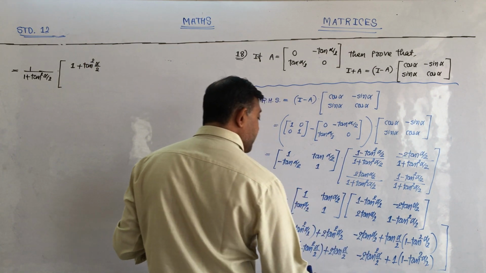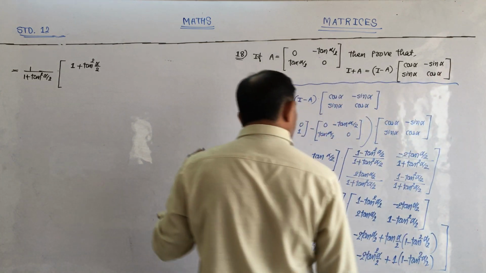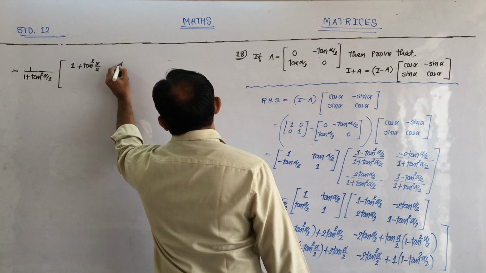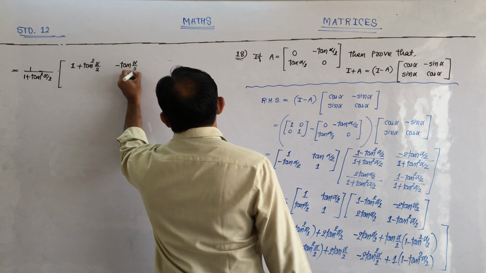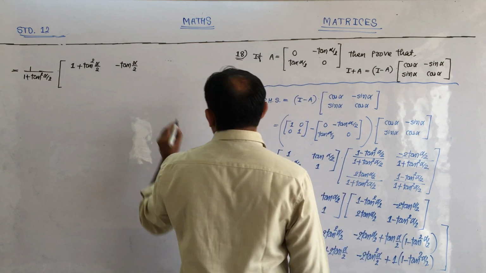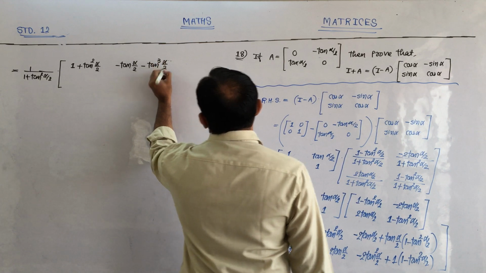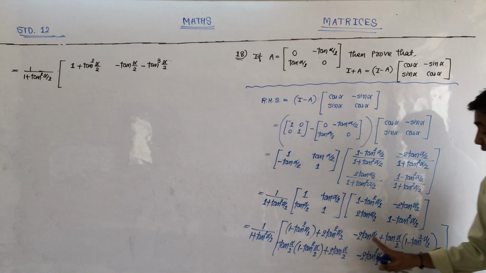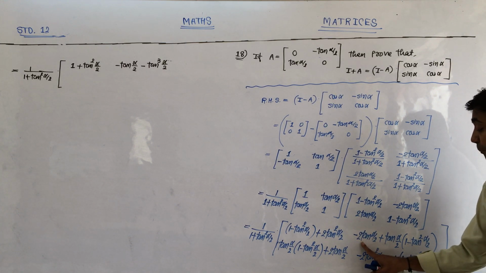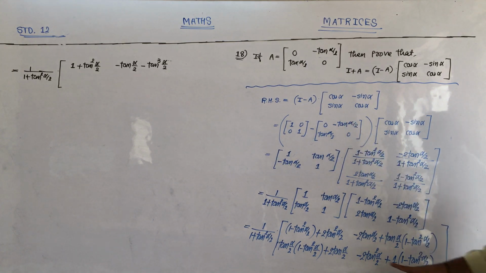And what about here? You just say that minus 2 tan alpha by 2 plus tan alpha by 2. So it is minus tan alpha by 2 and plus minus tan cube alpha by 2. See here, this is minus 2 tan alpha by 2 plus tan alpha by 2. I just multiply this positive sign. Minus 2 plus 1, so minus tan alpha by 2 plus minus tan cube alpha by 2.